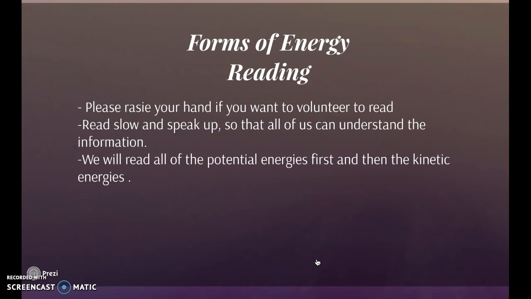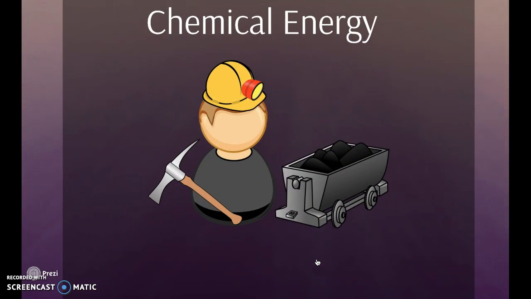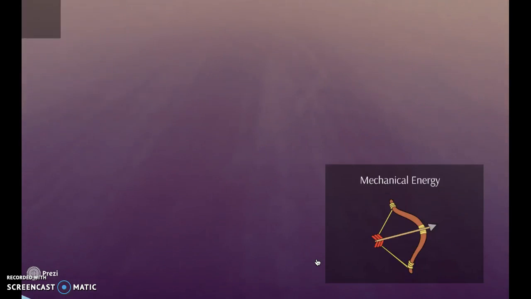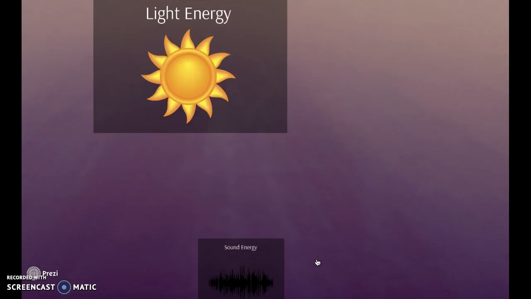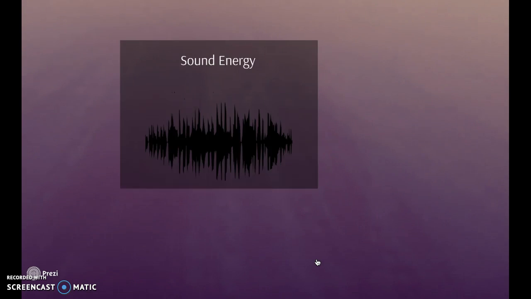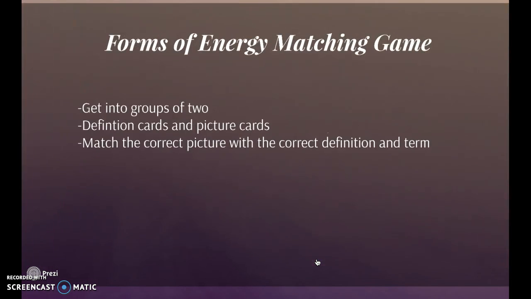So, as they read the forms of energy, every time they get to one, you want to make sure you connect it with the picture. You also want to make sure it's the same picture that they're about to use in the matching game after this so they can recognize it. So, after a student reads the little excerpt on chemical energy, you're going to show the little coal miner. And then this goes on. After you hear the definition for mechanical energy, you'll show the arrow; light is the sun, heat is the fire, sound is the waves, and electrical energy is the lightning bolt in the cloud. So then after that, you're going to move straight into the matching game.